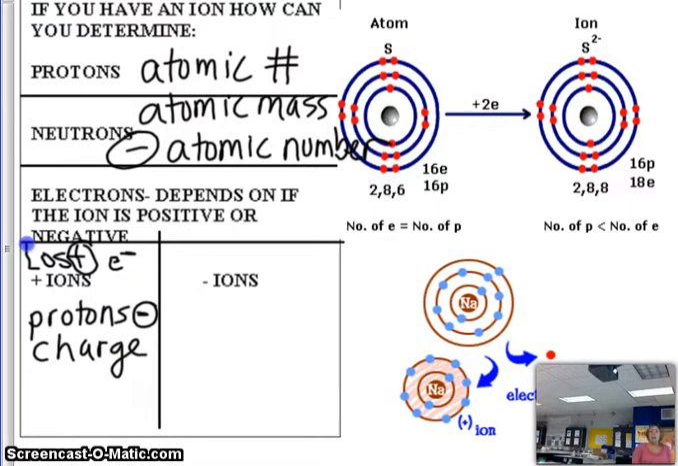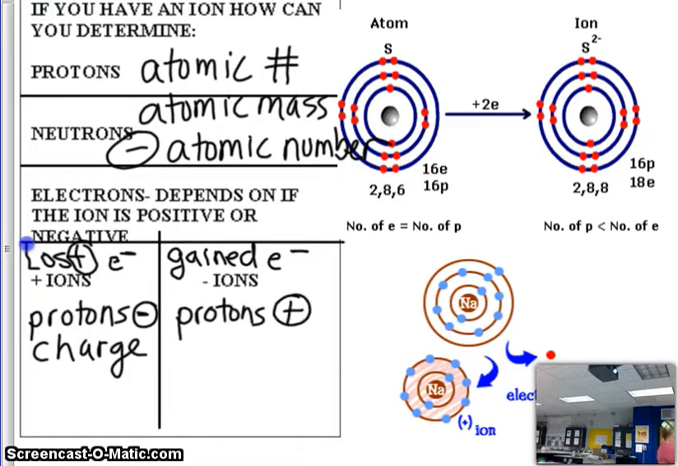If you're a negative ion, that means you've gained electrons. You now have more electrons. So you take the number of protons and you add to it the charge, because that would indicate that you have gained extra electrons. Okay?